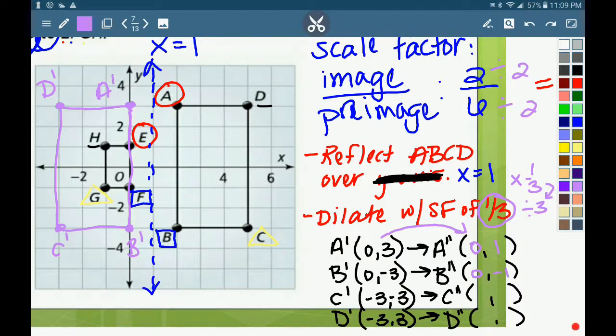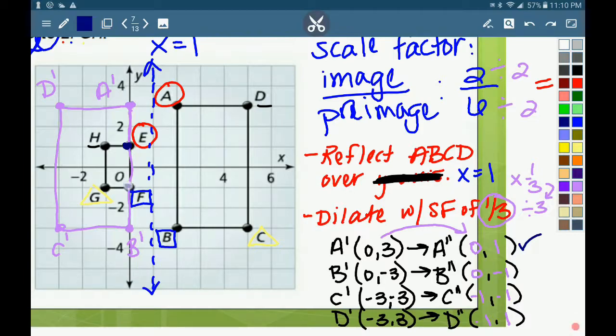Then again, both of the C primes are negative 3's, so that's negative 1 and negative 1. And then D, we've got negative 1 and positive 1. Okay, so all I did was divide everything by 3. Now I'm going to check and see if A double prime, B double prime, C double prime, and D double prime are the same thing as E, F, G, and H. Well, read those coordinates. I see E is at 0, 1. That's exactly what A double prime is.